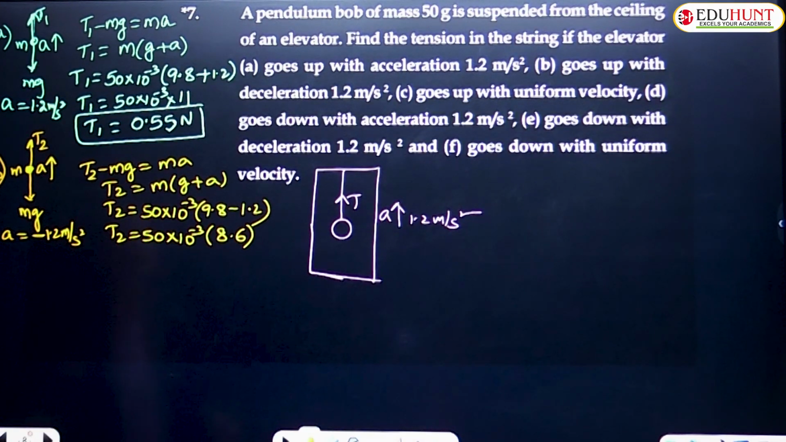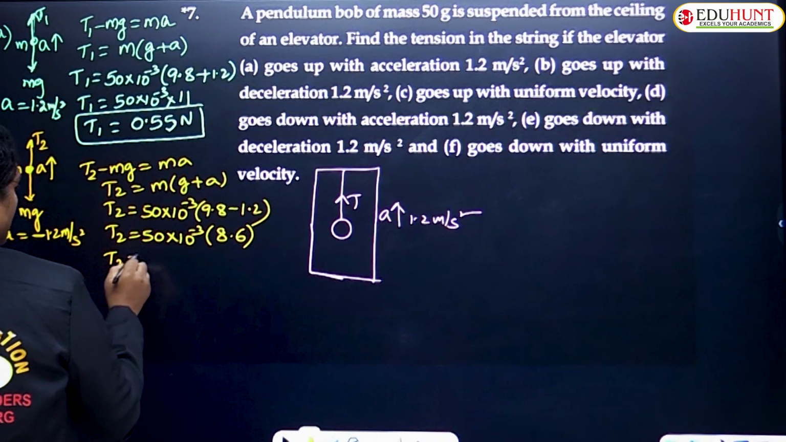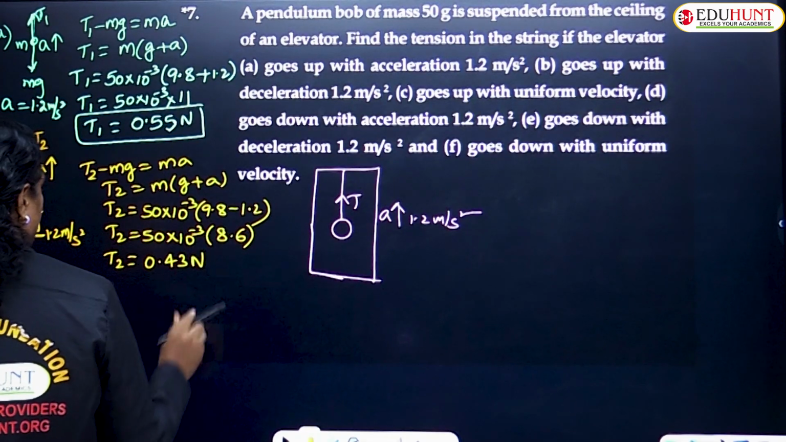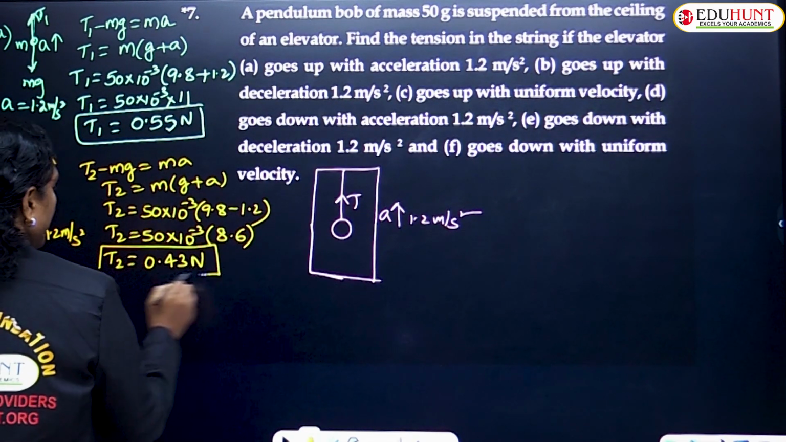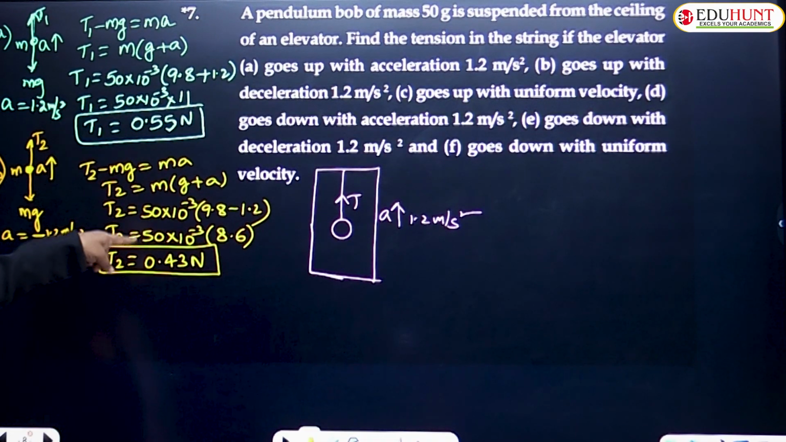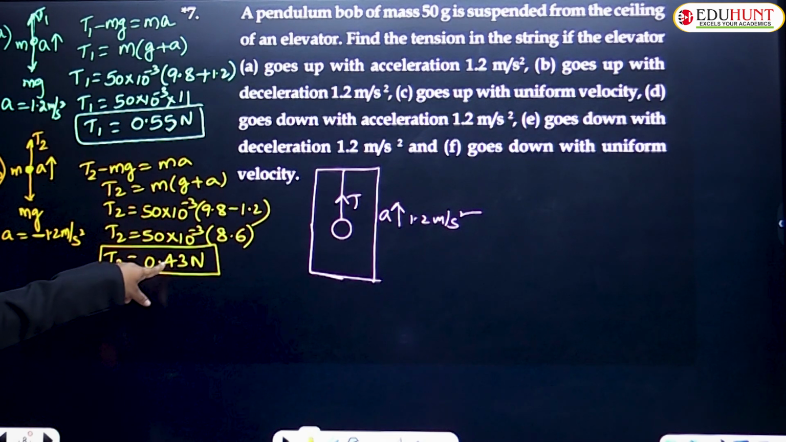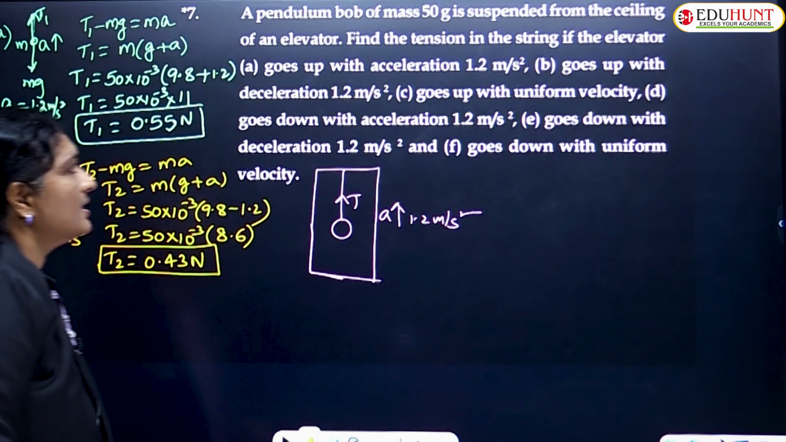So how much are you getting, children? We got something like 8.6. Hence the value of T2 is found to be 0.43 newtons. So T2 is found to be how much? 0.43 newton. That's it. Earlier going up, here also going up, but earlier it was going up with an acceleration, now it is going up with a deceleration. Hence deceleration means the tension acting will be a little reduced.